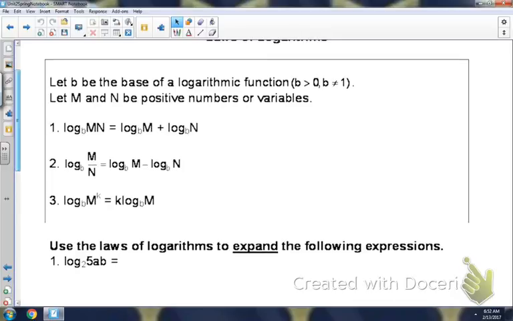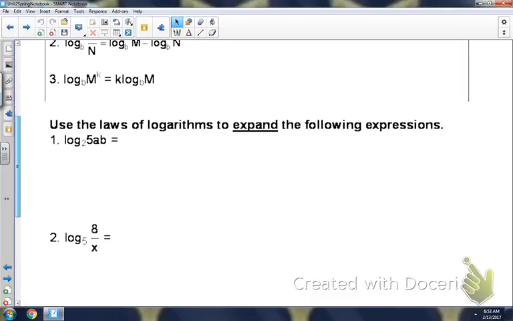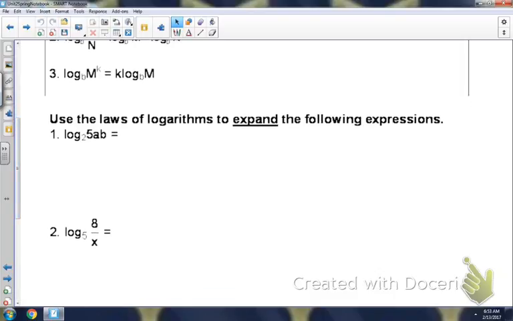All right, so example 1, we're going to be using the laws of logarithms to expand the following expressions. When it says expand, it means you want more than one log in your answer. So you're expanding it into multiple logs. Our base will never change. Just like in laws of exponents, our bases never change. So notice we have a 5, we have an A, and we have a B. So you're multiplying all three of those together.